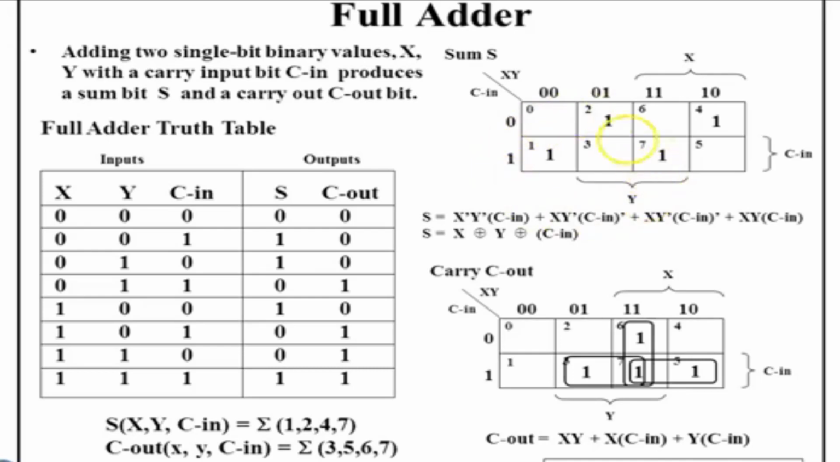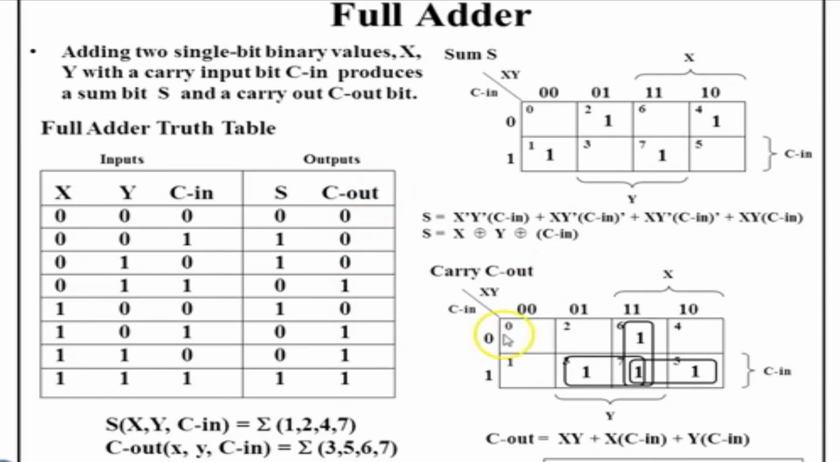So I end up getting this expression where S is equal to x bar y bar into Cin plus x y bar into Cin bar plus x bar y into Cin bar plus xy Cin. So if we further simplify it, we can express it in terms of the XOR operation wherein S is equal to x XOR y XOR Cin. So remember, whenever you see a K-map with a chessboard kind of pattern, it can easily be expressed using XOR gates.